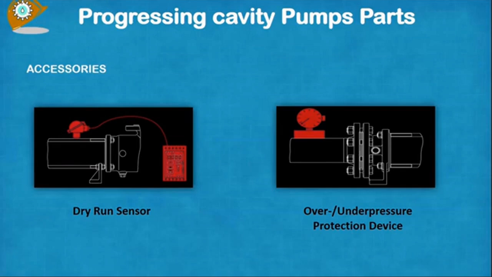It is capable of having a dry run sensor, which utilizes a PT100 temperature probe to detect when the stator temperature exceeds a predetermined degree and shuts off the motor to prevent the dry running of stators. Additionally, a protection against excess or underpressure can be added to the pump. When the pressure falls below or rises above the preset amount, a diaphragm pressure gauge for highly viscous media changes.